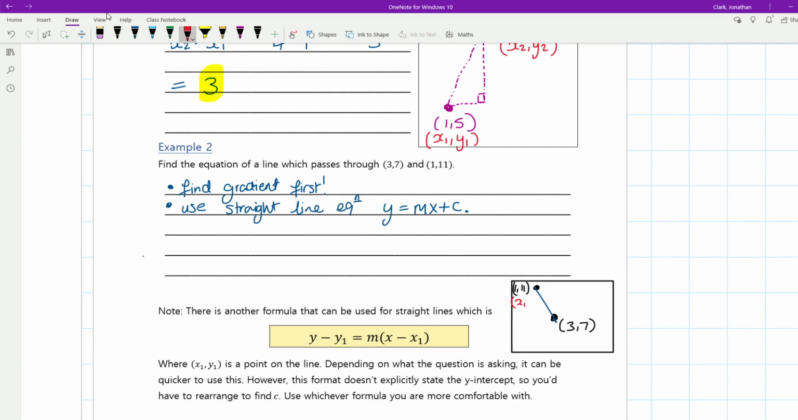All right, let's plug it into the gradient formula once again. Those are my points. So if I do y2 minus y1 over x2 minus x1, I'm going to get 7 take away 11 divided by 3 take away 1. This is going to give me minus 4 over 2, which gives me a gradient of minus 2.